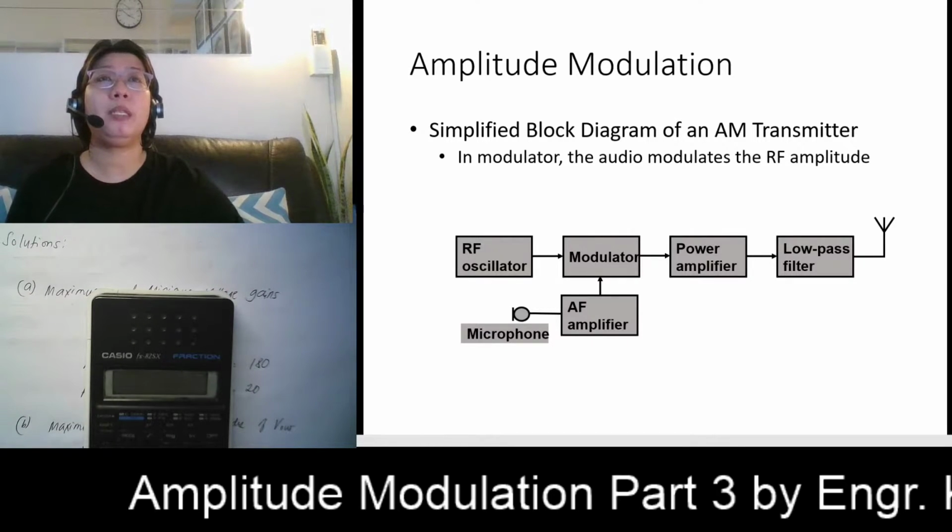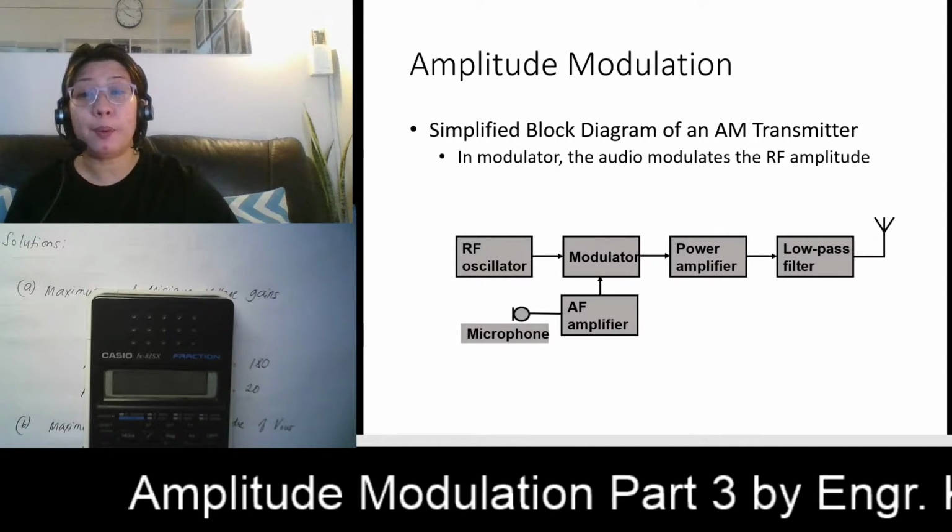So we have here the basic block diagram. In the modulator, the audio modulates the RF amplitude. Before going to the modulator, we technically have two inputs. Usually our intelligence signal, or our modulating signal, is your microphone, and then your RF oscillator will generate your carrier signal, and then it passes through your modulator. In this video, we will be discussing what type of circuits can act as your modulator.